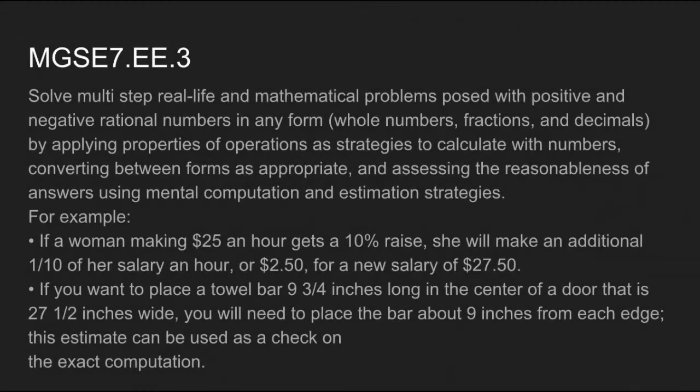This video will discuss MGSE7 EE3: solve multi-step real-life and mathematical problems posed with positive and negative rational numbers in any form, which includes whole numbers, fractions, and decimals, using tools strategically. Apply properties of operations to calculate with numbers in any form, convert between forms as appropriate, and assess the reasonableness of answers using mental computation and estimation strategies.